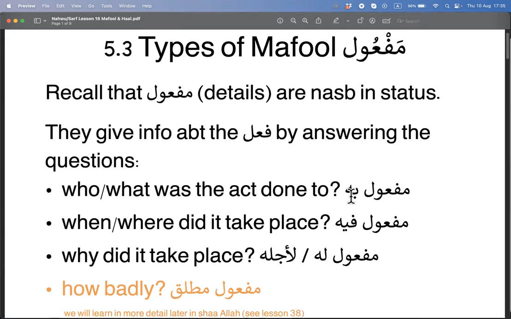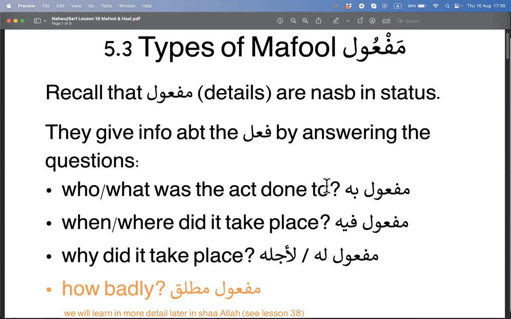We have maf'ul bihi, which is the who or what the fi'il is done to, meaning the direct object of the fi'il. So if I say I kick the ball, I am the doer. Who or what gets kicked? The ball. Yes, exactly. So the ball is the maf'ul bihi. So I teach you, I am the fa'il and you are the maf'ul bihi.